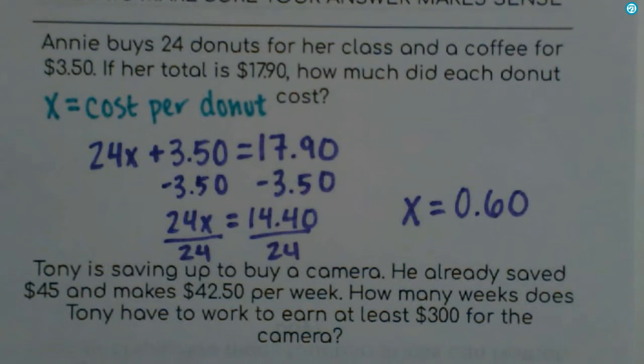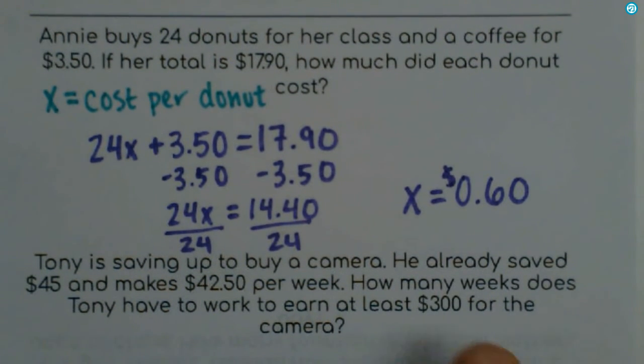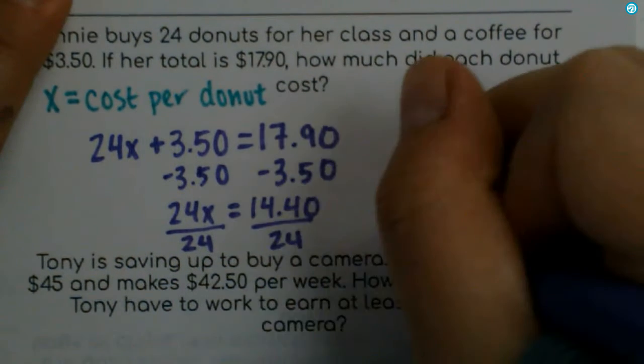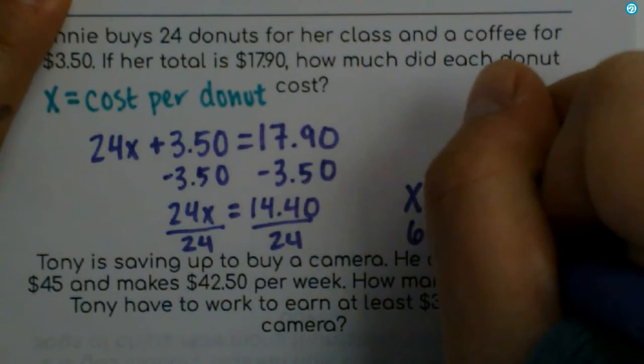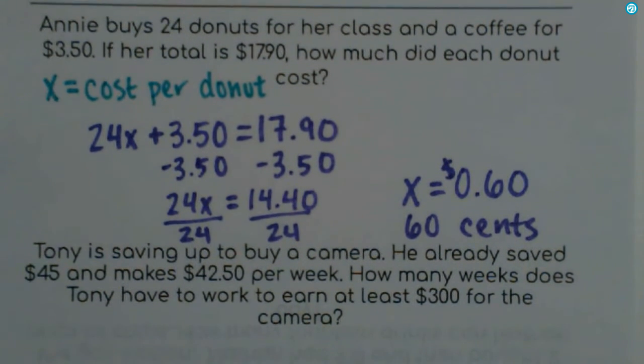So in your calculator, you would get 0.6. I'm going to put the 0.60 there because this means 60 cents. So you can either write it as $0.60 or you could write 60 cents. I've been to a donut shop, but I don't think they sell donuts for 60 cents.